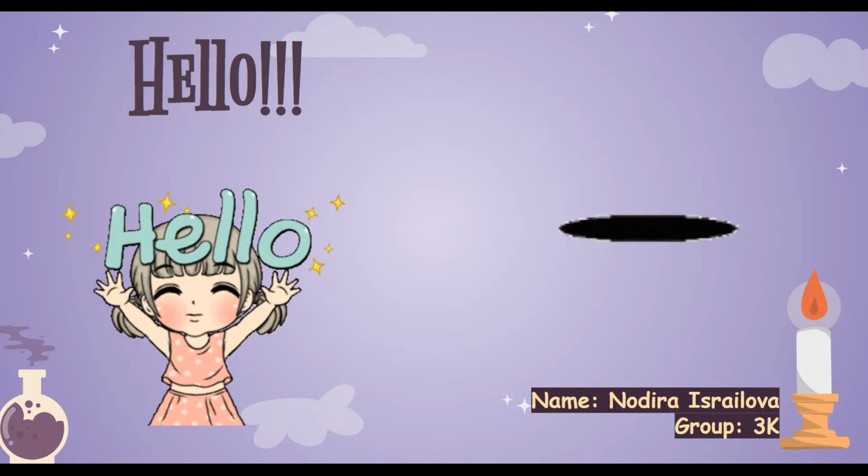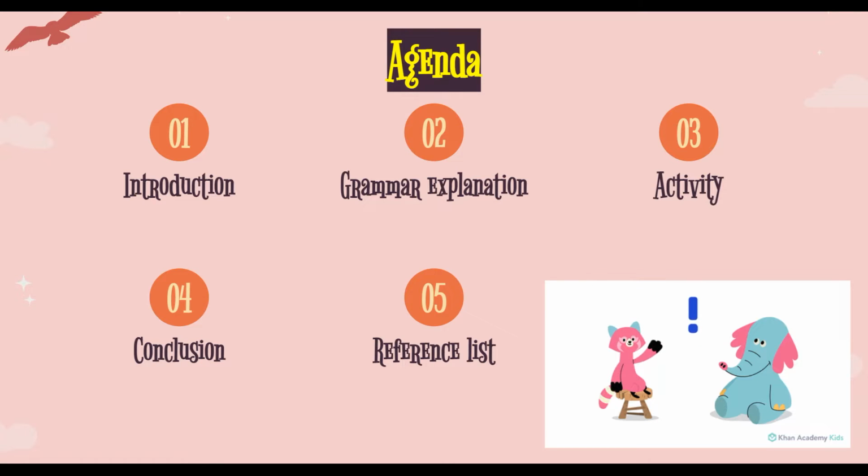So, let's continue. Our agenda. Firstly, we introduce the paragraphs. Second one, grammar explanation. Third one, activity. Fourth one, conclusion. And the fifth one, reference list.